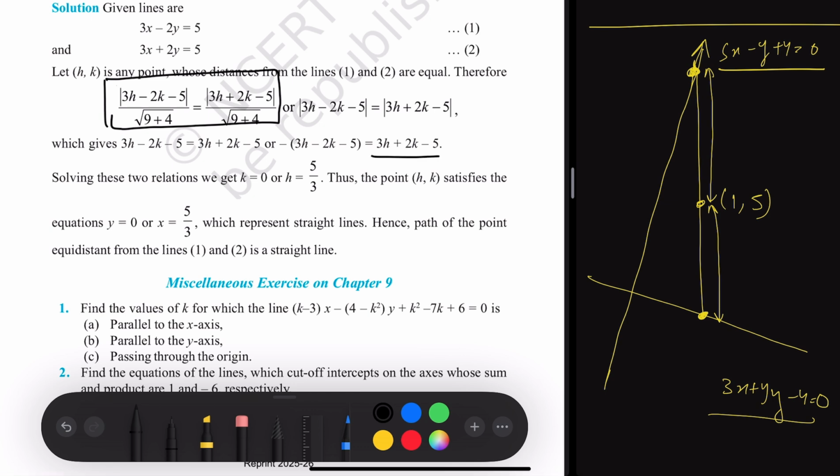Now we already know that we have two relations. We get k is equal to 0, h is equal to 5 by 3. Thus the point satisfies the equations y is equal to 0 or x is equal to 5 by 3, which represents the straight line.